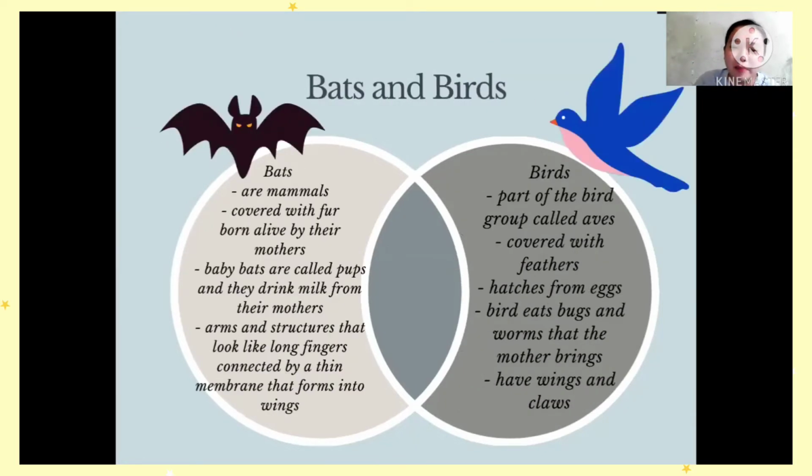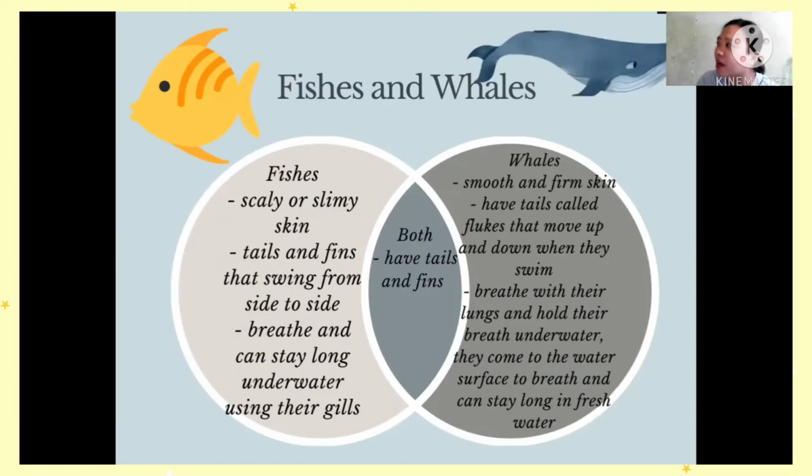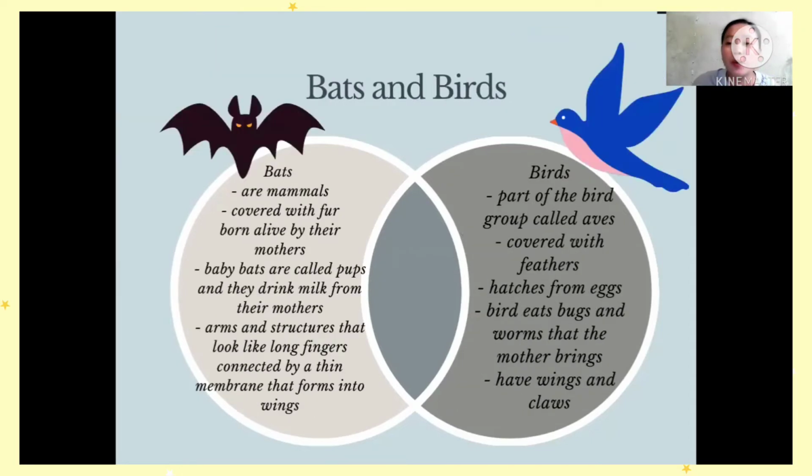And now, let's have bats and birds. Oh, I forgot, both the fishes and the whales have tails and fins. Now, guys, let's go to our bats and birds. The bats are mammals, while the birds are what? That's right, they are part of the bird class called Aves. And the bats are born alive from their mother, but the birds are hatched from eggs.